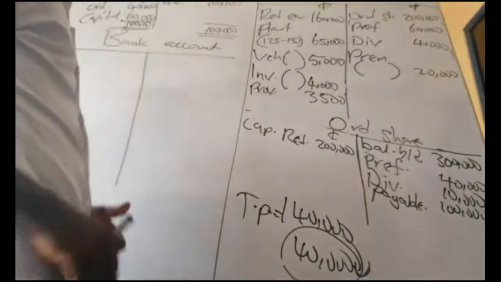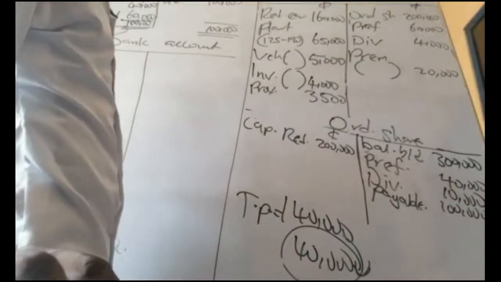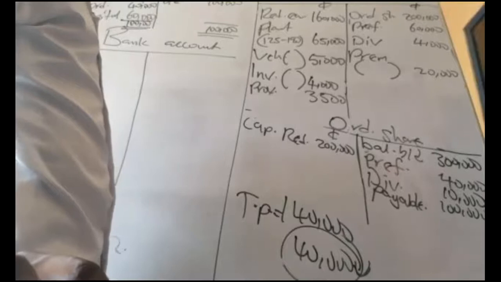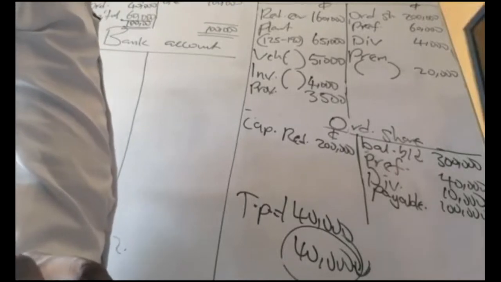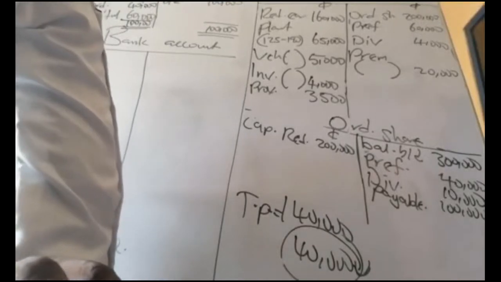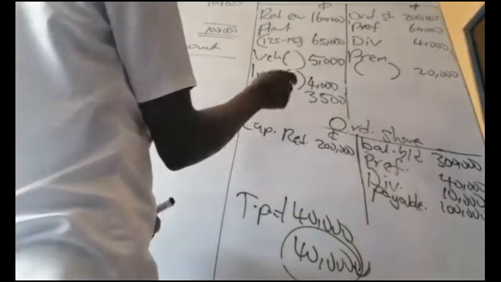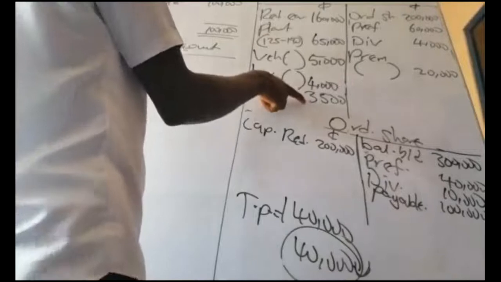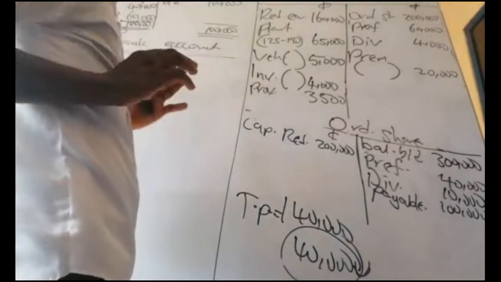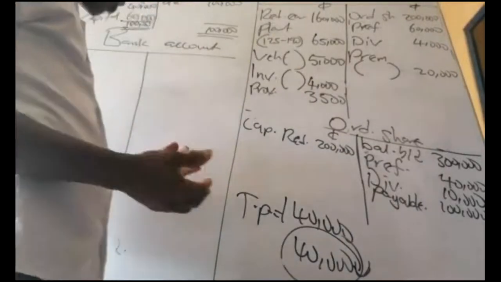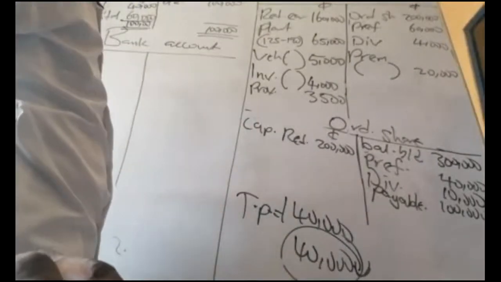Let me do one more item, then we are done with the capital reduction scheme. So please kindly move with me. It means that in the new financial position, for the receivable figure, you have to subtract 3,500 from the receivable figure. Okay. The bank account has not been affected.